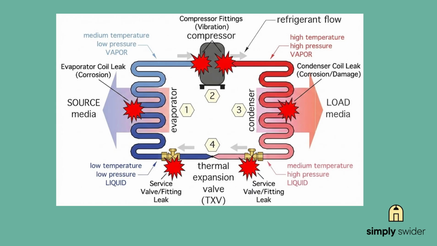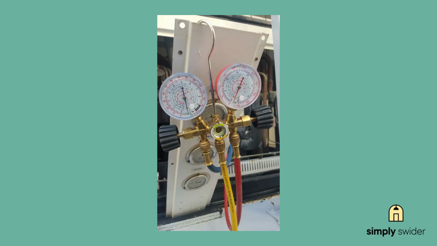Here's your diagnostic checklist for refrigerant issues. First, check if your indoor unit is blowing room temperature air instead of cool air. Second, look at your outdoor unit. The compressor might be running, but the larger copper pipe should be hot to the touch. If it's only lukewarm, you likely have low refrigerant.